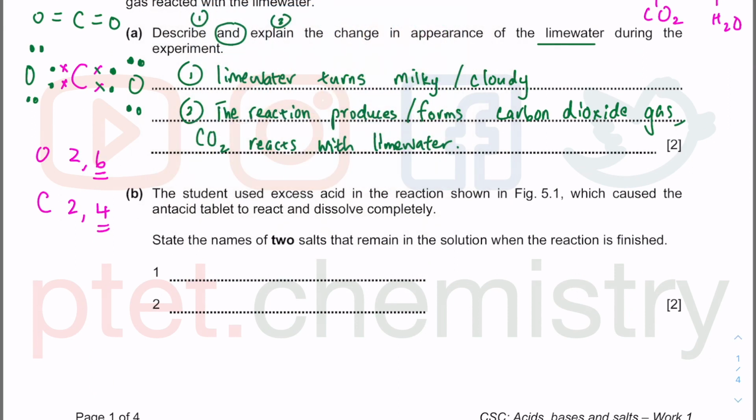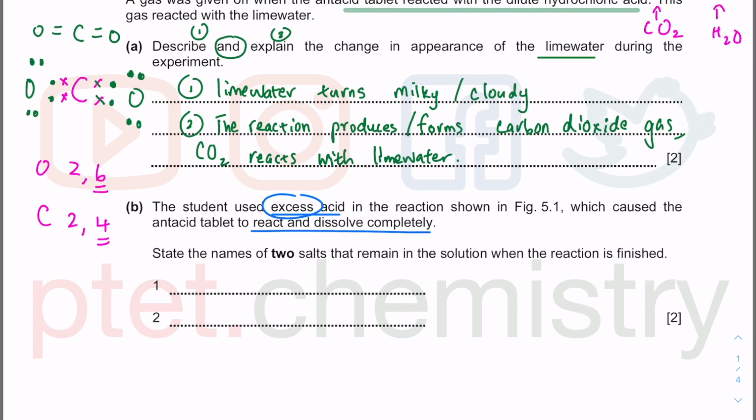So this student uses excess acid. If you use excess acid, that means all the antacid is going to react and dissolve completely because the acid is more than what you need. So all the antacid will have reacted.